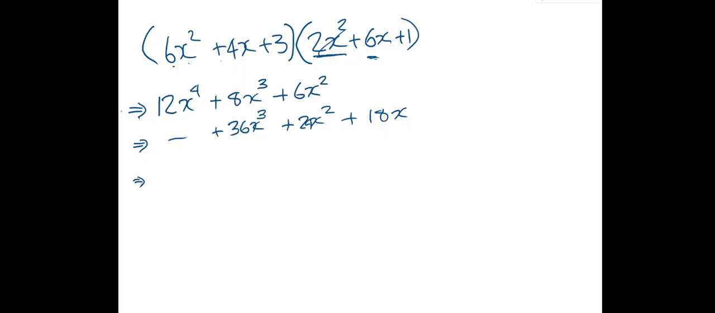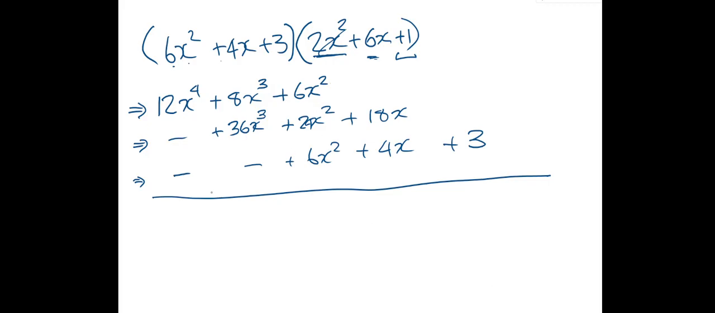Next one across, we're going to multiply them all by that 1, and I'm going to miss the first 2 now. 6x squared times 1 is 6x squared. 4x times 1 is 4x. 3 times 1 is 3. And now you can see why I put them on top of each other like that.